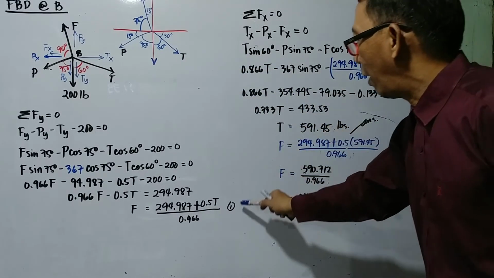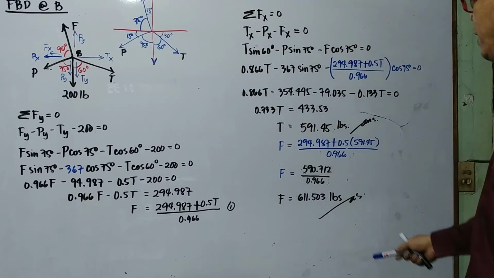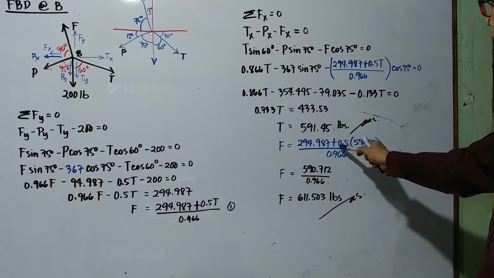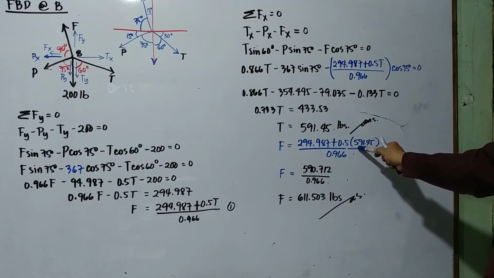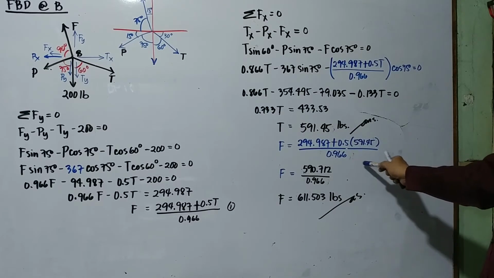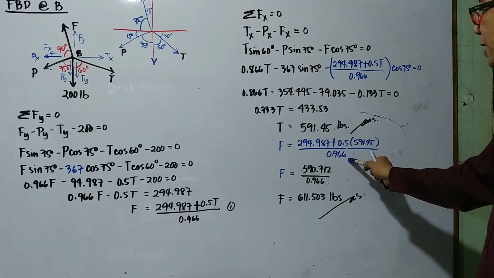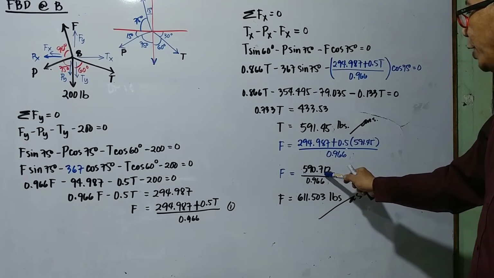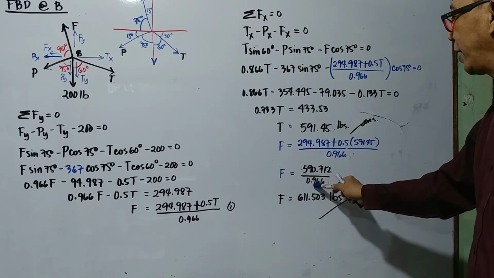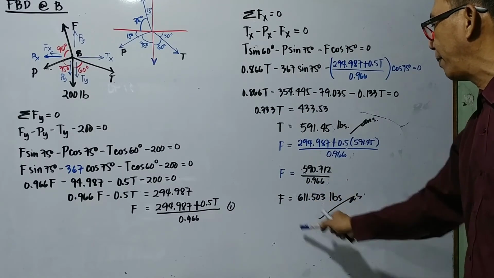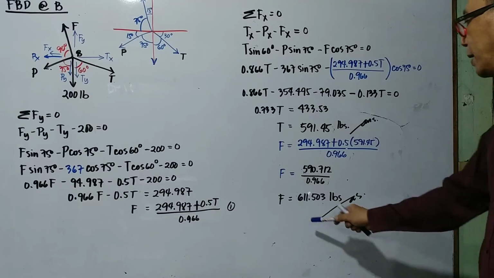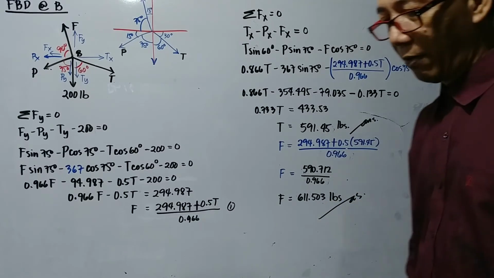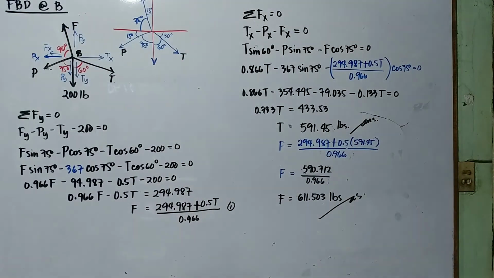Substitute this T to our equation 1 here. We have F equals 294.987 plus 0.5 times 594.45 all over 0.966, or 590.712 divided by 0.966, and finally we have our force F at 611.504 pounds, and that is our final answer.